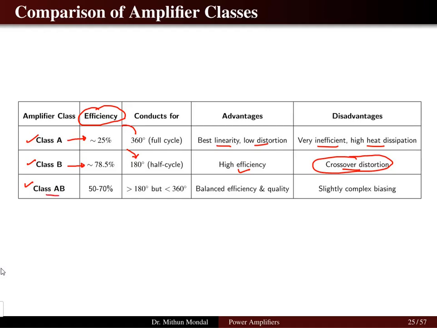Class AB amplifier efficiency lies between 50 to 70% and the conduction is greater than 180 degrees but less than 360 degrees. It has the advantage of balanced efficiency and quality, but it is slightly complex in terms of biasing. So each amplifier has its own advantages and limitations.